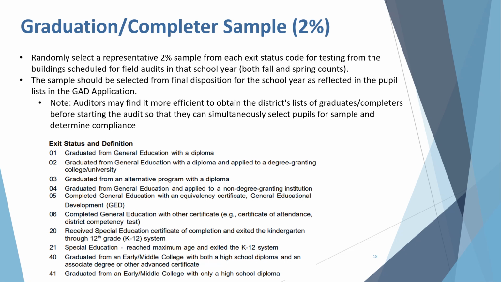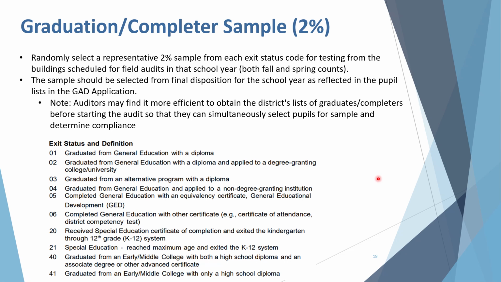Ideally it is going to be for each exit code that can be submitted that results in either graduate or completer status. That would include the following exit codes that I have listed here. As I mentioned earlier, ideally it would be easiest for auditors to utilize the student list to filter by these exit statuses or exit codes to then go through and select which students they're choosing to sample.